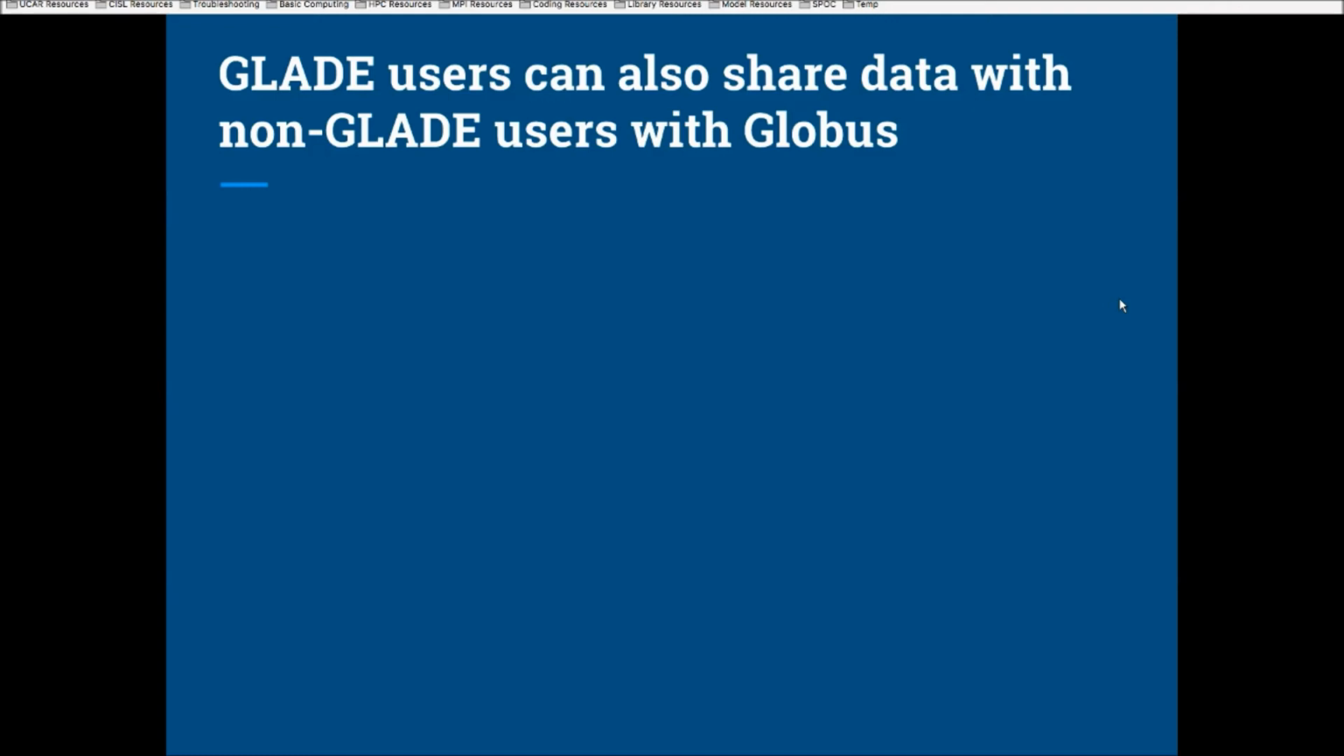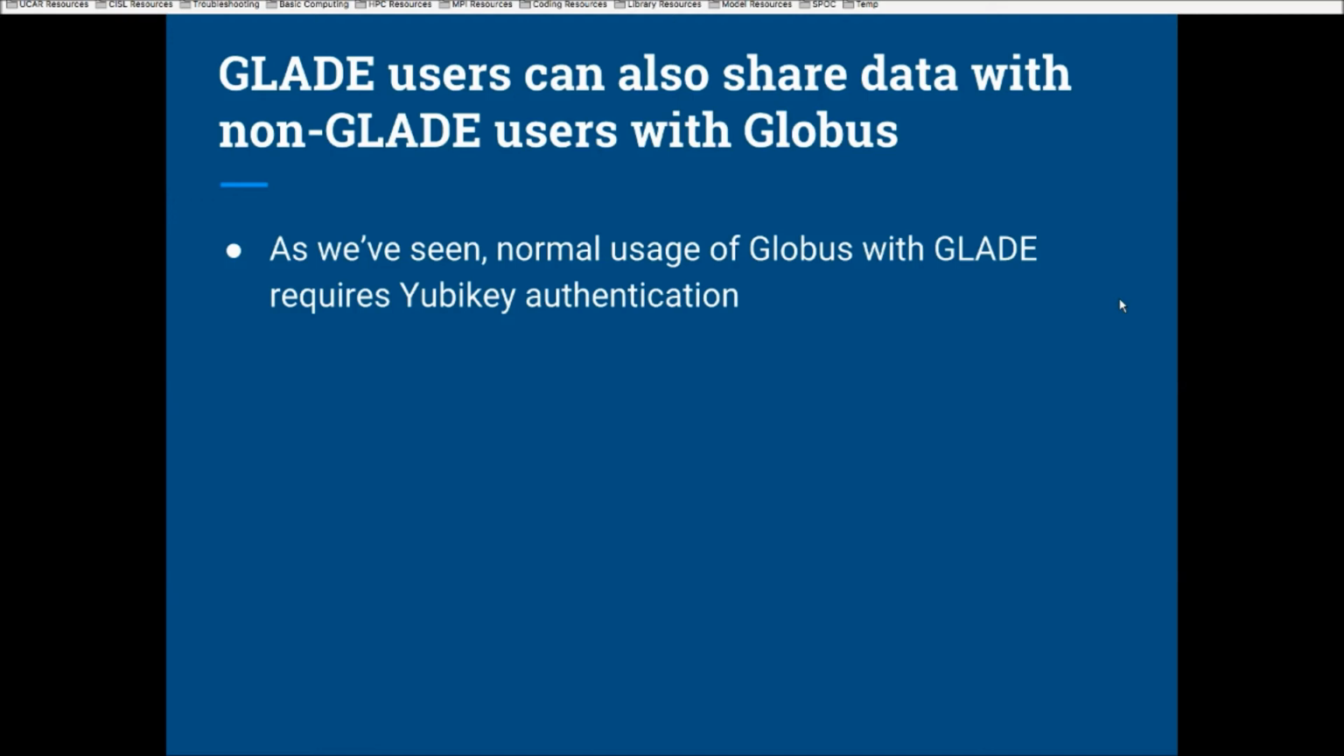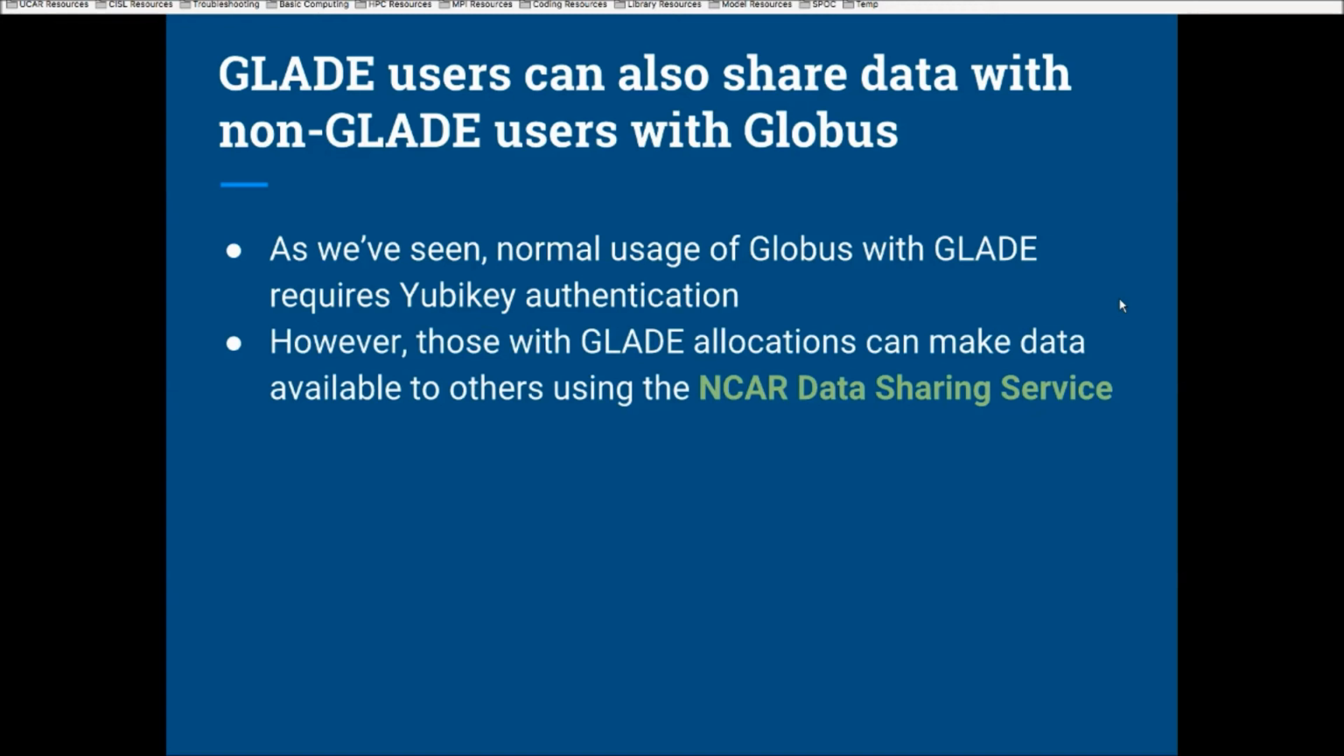But okay, so Glade users can also share data with non-Glade users using Globus. This is one, I think, really nice feature about it. So as we've seen, well, I guess I didn't demonstrate it, but as you will see, normal usage of Globus with Glade requires YubiKey, or crypto card. However, those with Glade allocations can make data available to others using the data sharing service.